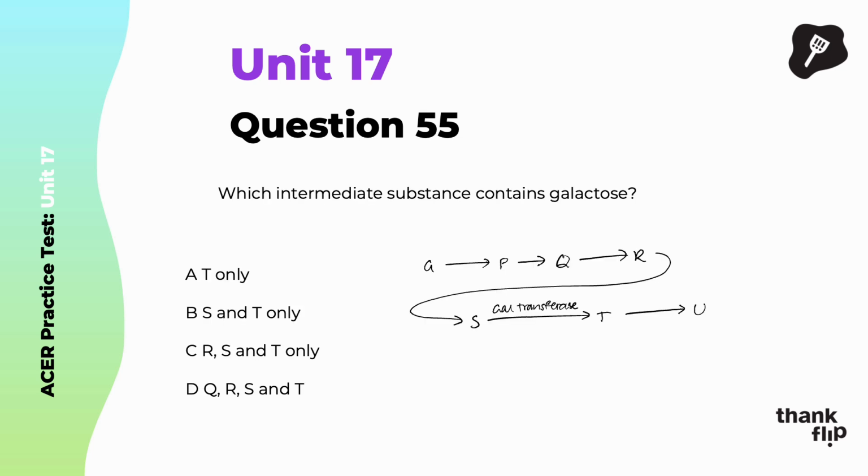Question 55 has some extra information here. We're shown how the glycoprotein is modified from one side of the Golgi apparatus to the other. And we're told what makes up this original glycoprotein, and then what makes up the glycoprotein in its final form, or the U form, as it leaves the trans side of the Golgi apparatus. The question is asking which intermediate substance contains galactose.